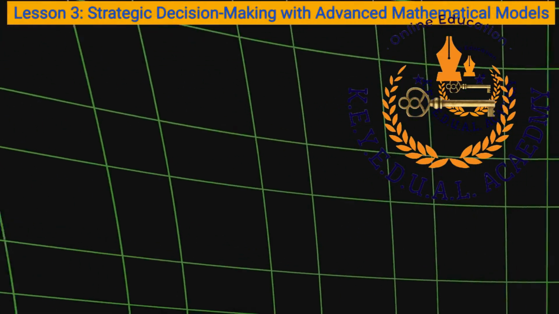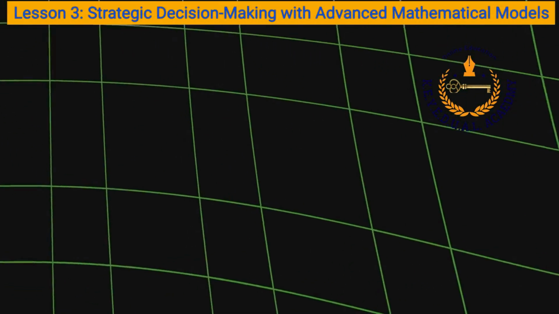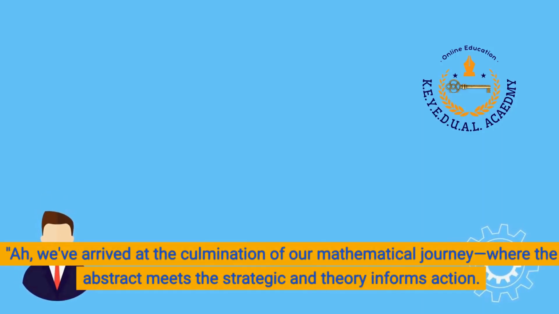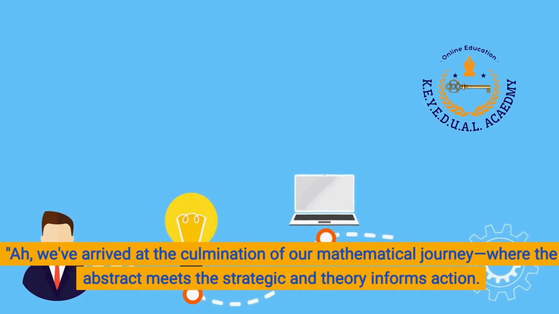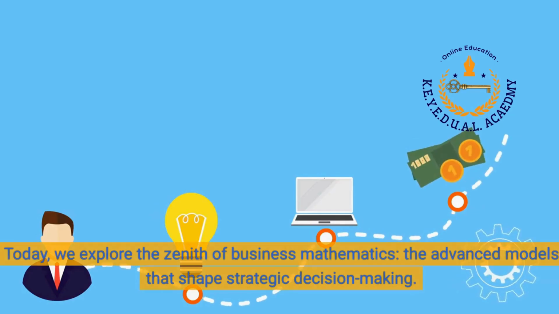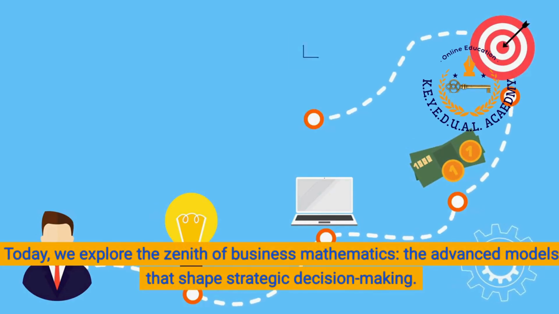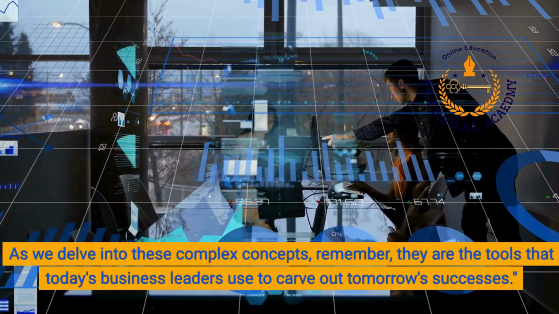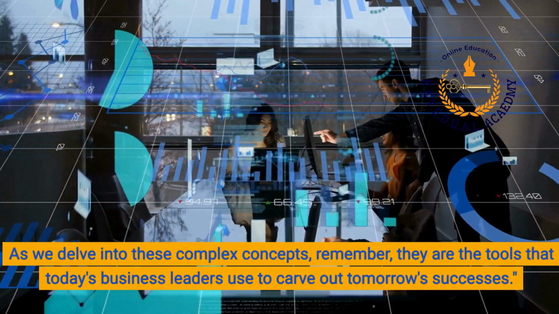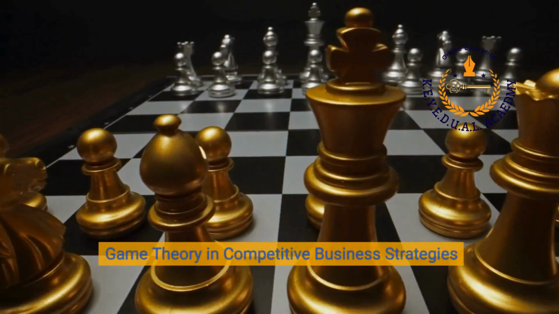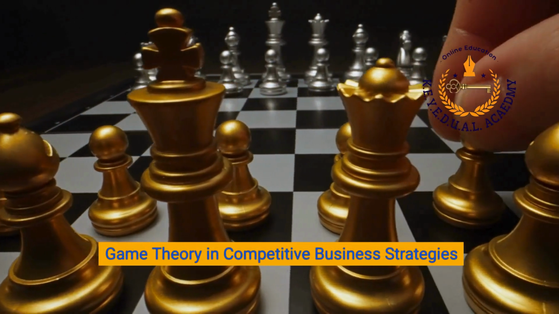Lesson 3. Strategic Decision-Making with Advanced Mathematical Models. We've arrived at the culmination of our mathematical journey, where the abstract meets the strategic and theory informs action. Today, we explore the zenith of business mathematics, the advanced models that shape strategic decision-making. As we delve into these complex concepts, remember, they are the tools that today's business leaders use to carve out tomorrow's successes. Game theory in competitive business strategies.